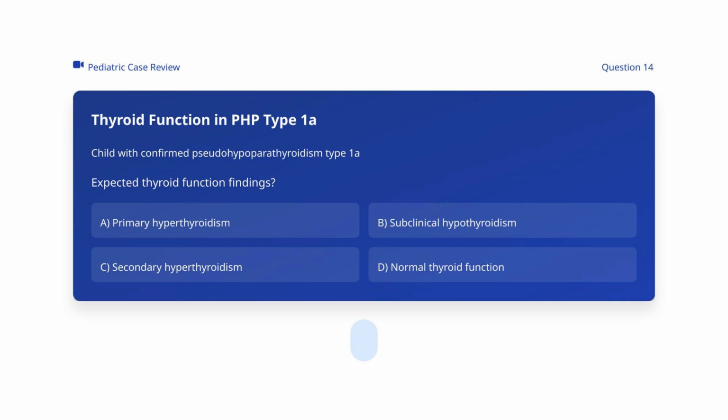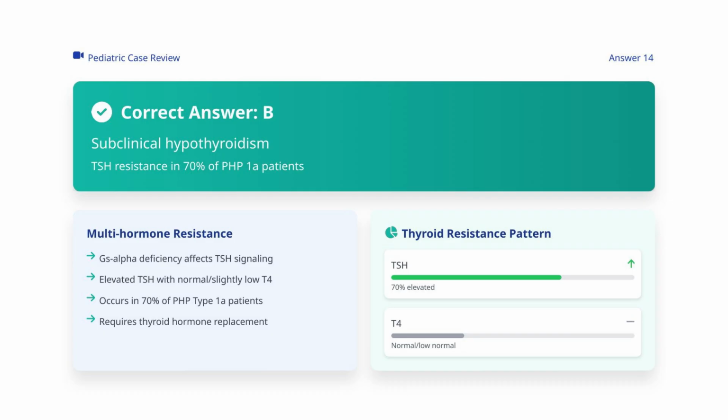What are the expected thyroid function findings? Option A, primary hyperthyroidism. Option B, subclinical hypothyroidism. Option C, secondary hyperthyroidism. Option D, normal thyroid function. Consider the multi-hormone resistance pattern in this condition. The correct answer is B, subclinical hypothyroidism.